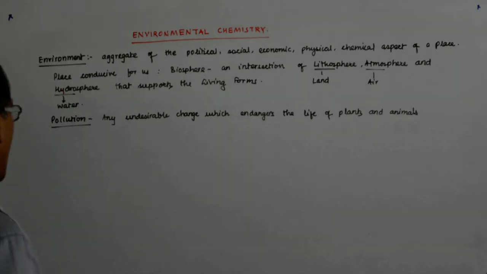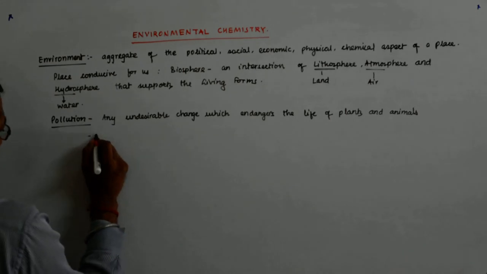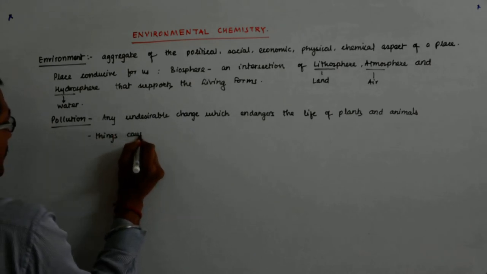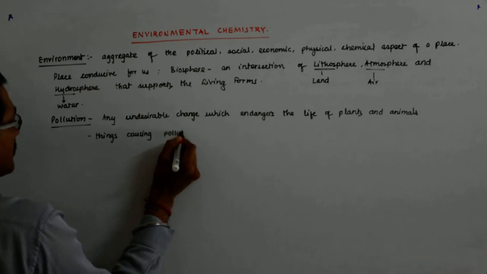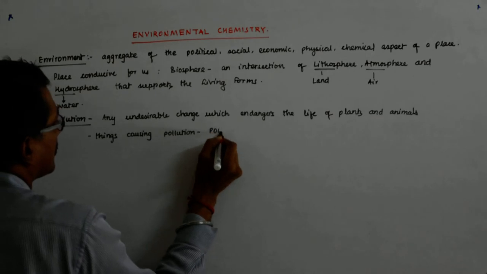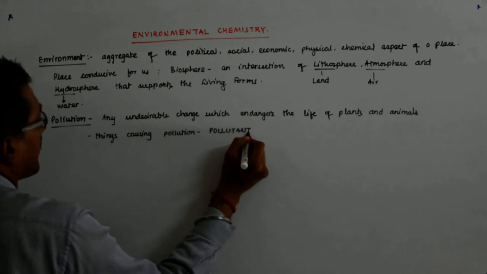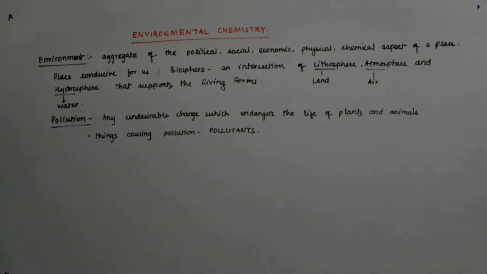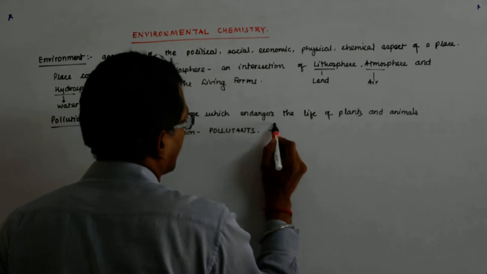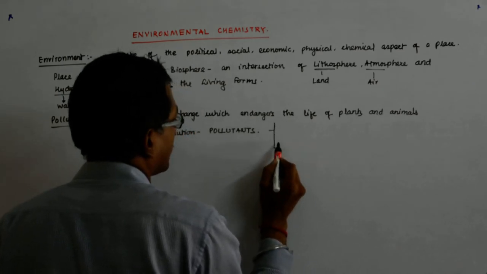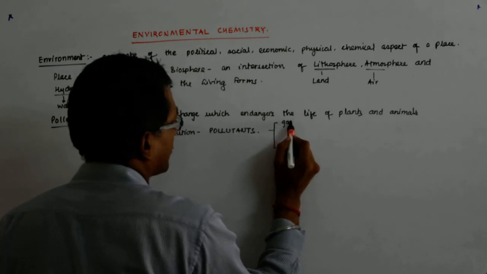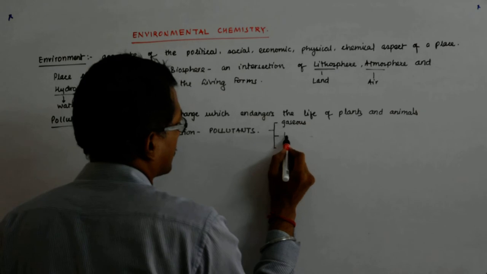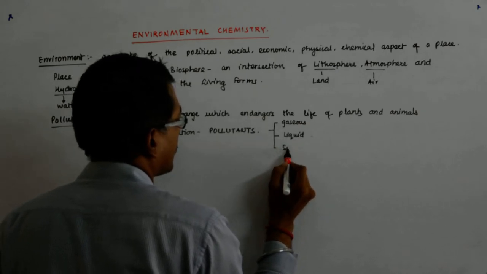Okay. And the things which cause pollution are pollutants. So things causing pollution are called pollutants. Now these pollutants, they can be gaseous. Their aspects is either they are gaseous or they are liquid or they are solid.